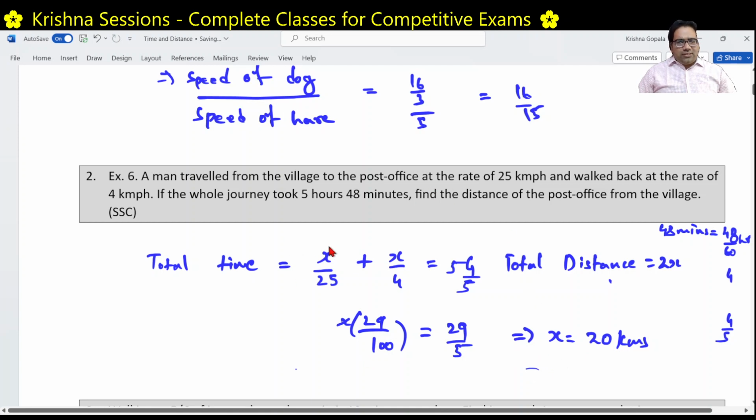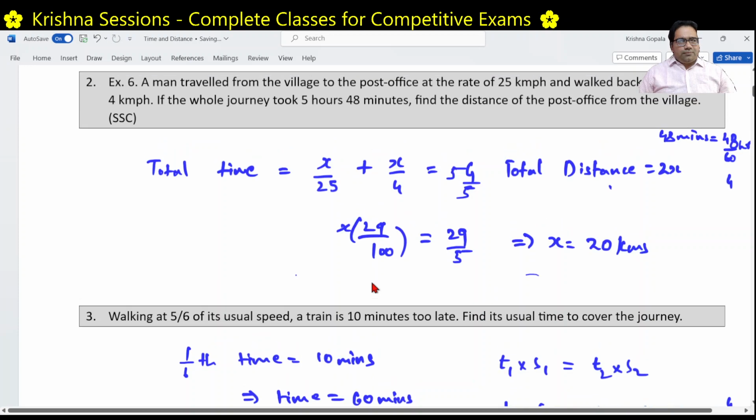So the one side distance is 20 kilometers. So he is traveling 20 plus 20, 40 kilometers. Right. The trick is to be able to write this equation. Time forward plus time backward is equal to total time. Time forward is distance by speed of forward. Time backward is distance by speed of backward. Right. Next one.